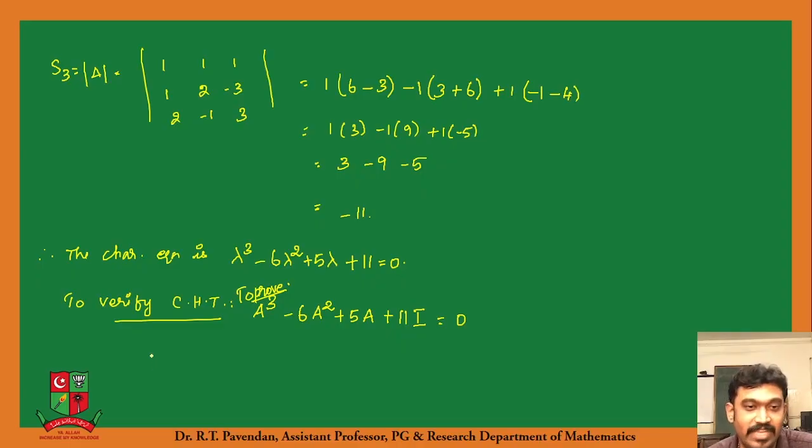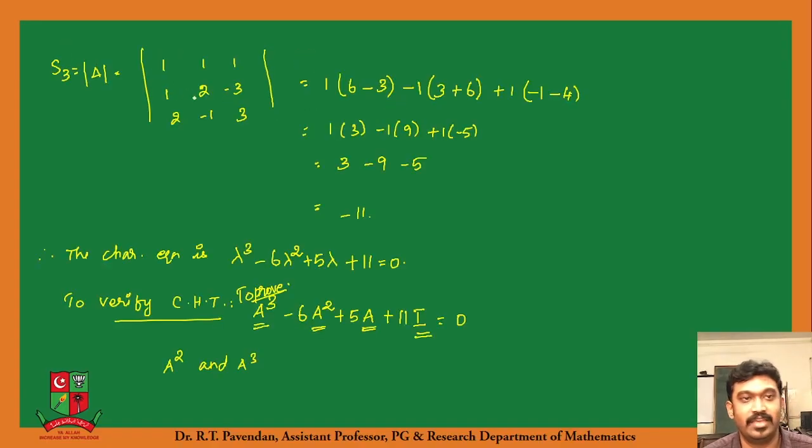For this, what do we need? We know A, we know I. So we need A square and we need A cube. Finding A square and A cube and then substituting here, we have to prove that it's going to be a null matrix. So that is the next step. So the first step is to find A square, which is equal to A times A.